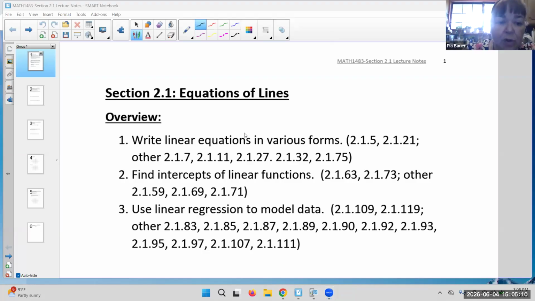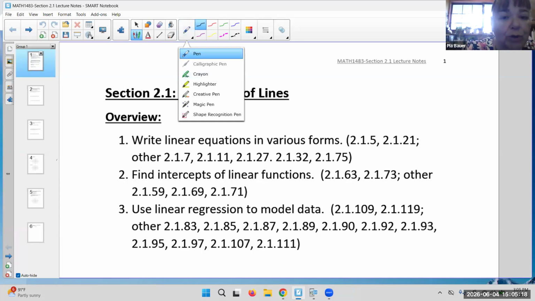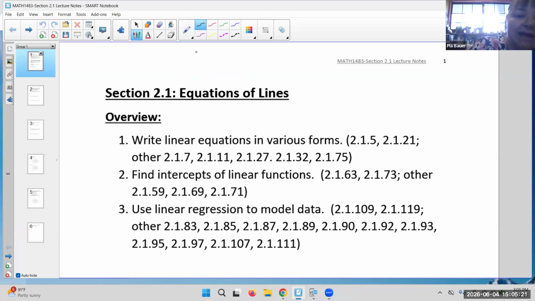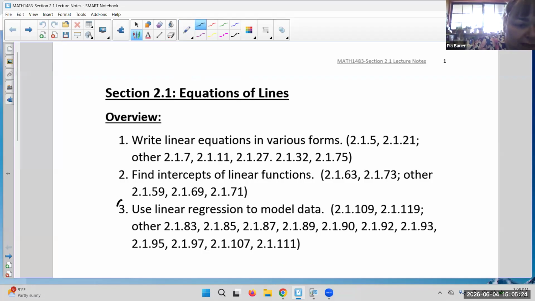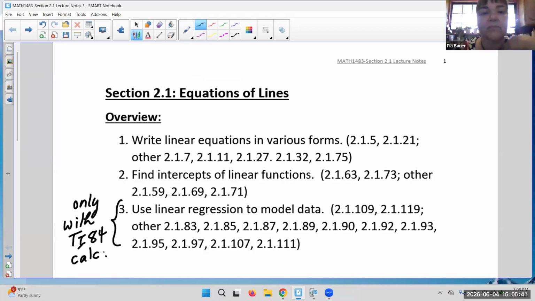Part 3 will be in a separate video, and that is linear regression. This is the part of modeling that you have for your course called Functions and Modeling. And this is truly the first thing that you absolutely have to use the TI-84 calculator. It cannot be done by hand. So if you have not gotten your calculator, this is a warning that you will not be able to do a third of section 2.1.